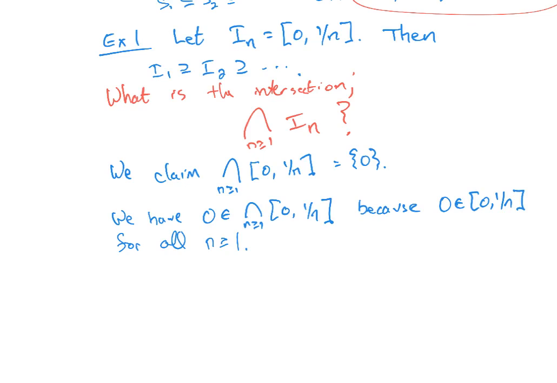So technically we should eliminate the negative numbers separately. If x is less than 0, then x is not in, well, let's just say it's not in the first one. So it's not in the intersection.